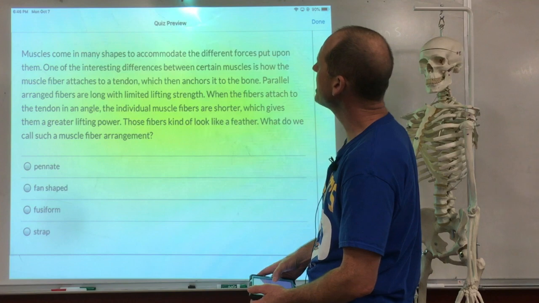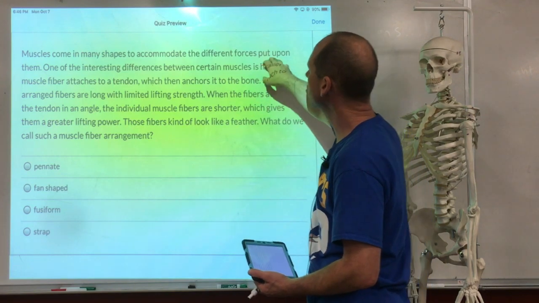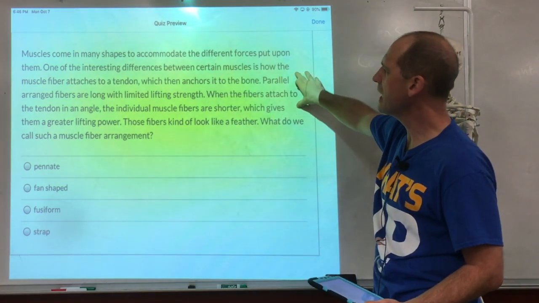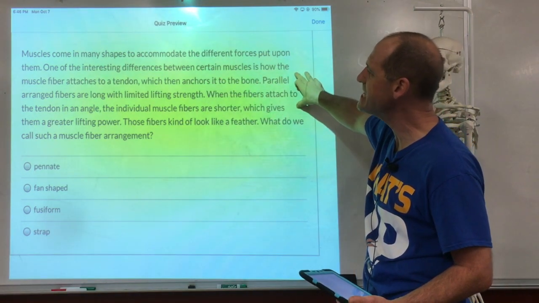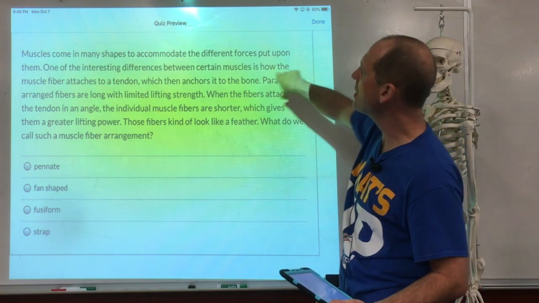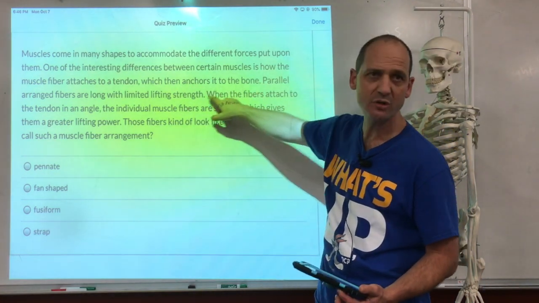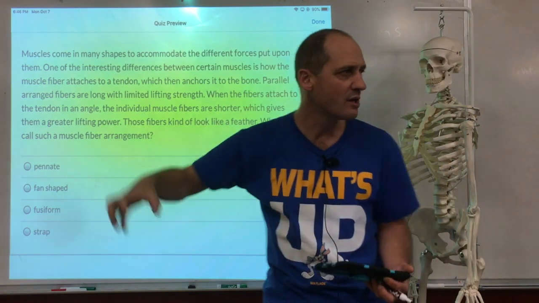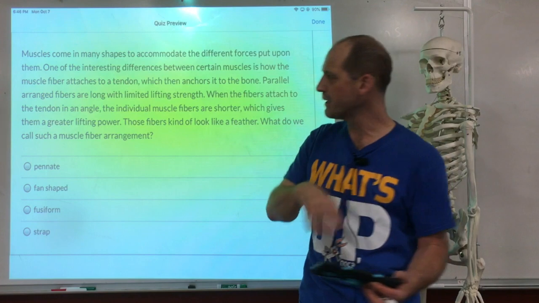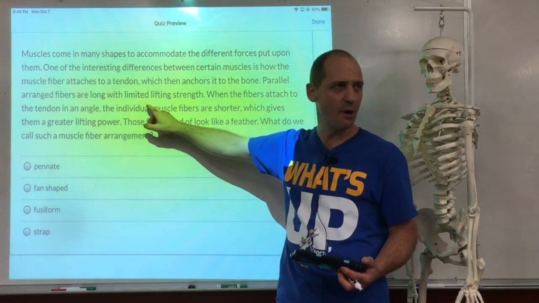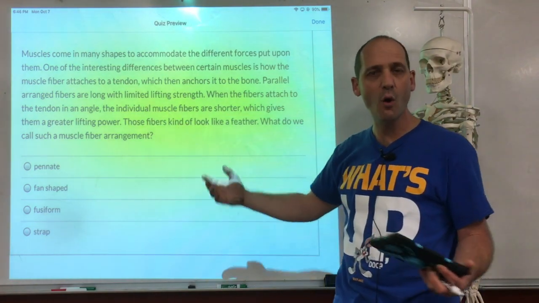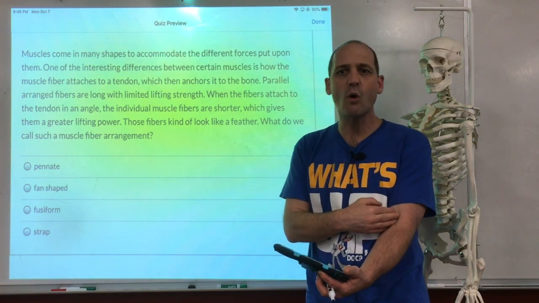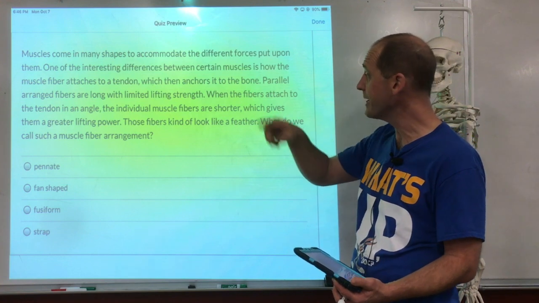Muscles come in many shapes to accommodate the different forces put upon them. One of the interesting differences between certain muscles is how the muscle fibers attach to a tendon. A tendon is the anchor that pulls the muscle fibers, the contractile elements, into the bone and anchors it into the bone. So we'll talk about that in a little bit. That's the white stuff on the muscle. We'll describe the origin and the insertion. That's the white stuff that goes into the bone, and that's what, in the exercises, I want you to label.